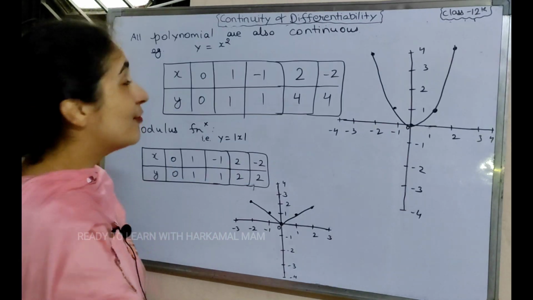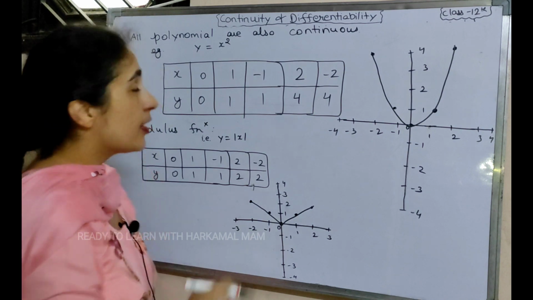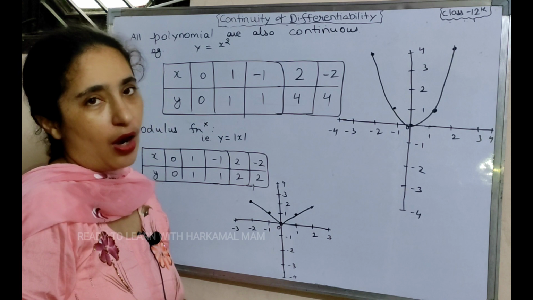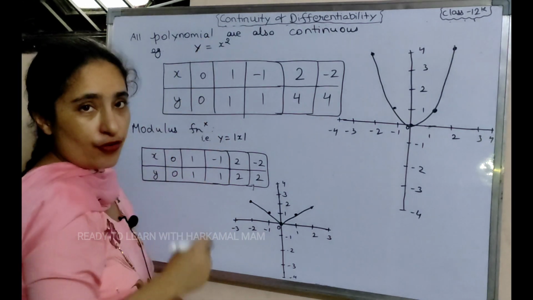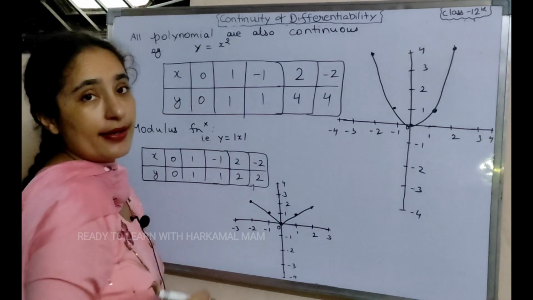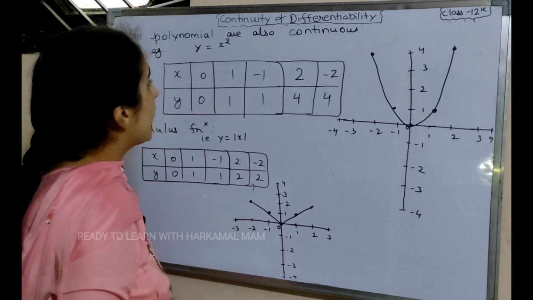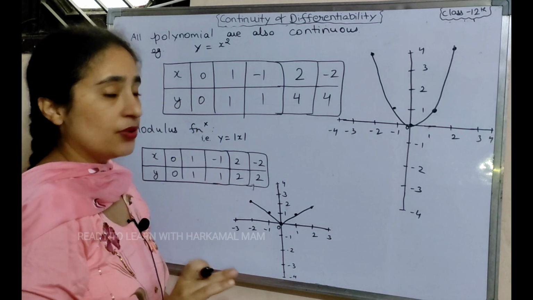We have the third example of the continuous function: polynomials. All polynomials are also continuous. How? Let us take the function f of x, y is equal to x square. When we put the value of x, we get the value of y, as we know.